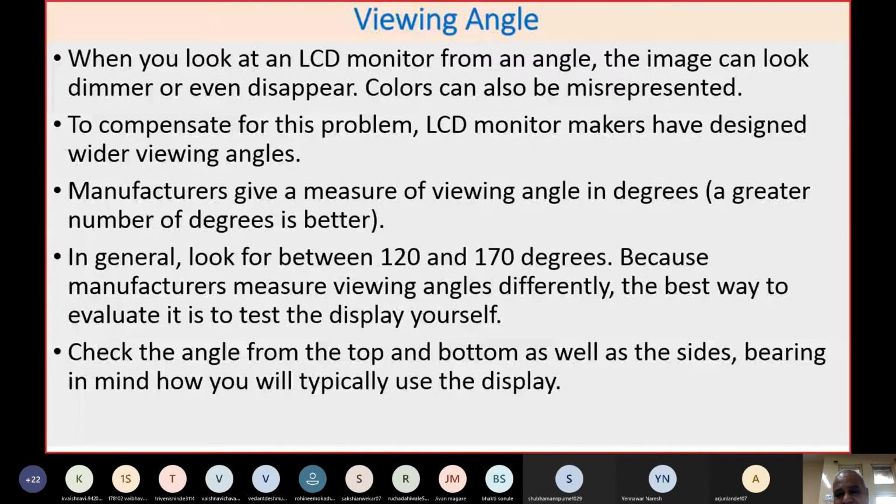This normally does not happen with LED, but if you go for LED TVs, you will find the picture quality is very good. It doesn't blur from an angle. In other words, this monitor has a very good viewing angle, and that is why LED is becoming more popular in the market: its clarity is very good, and even the viewing angles are very good.